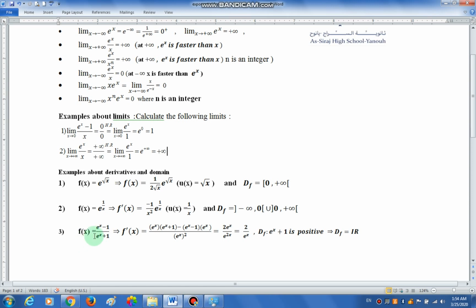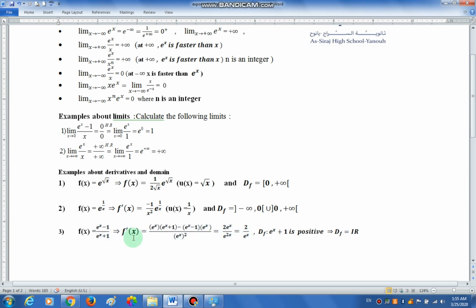Finally, with the function f(x) equals (e^x minus 1) over (e^x plus 1). F prime is what? It is in the form of u over v. So (u prime v minus u v prime) over v squared. So it is the derivative of u, e^x, times v, e^x plus 1, minus u, e^x minus 1, times v prime, which is e^x, over v squared. Simplify this quantity, you will get 2 e^x over (e^x plus 1) squared.